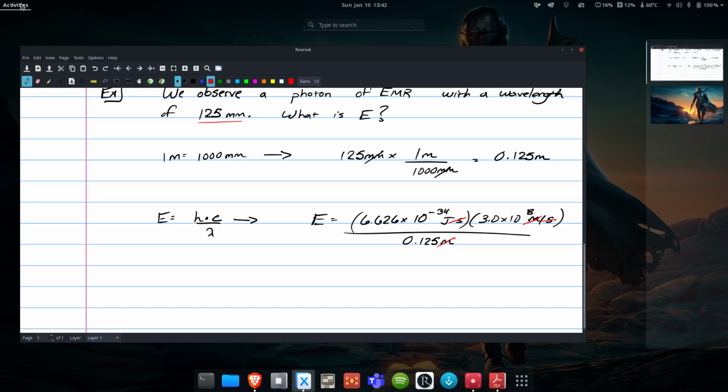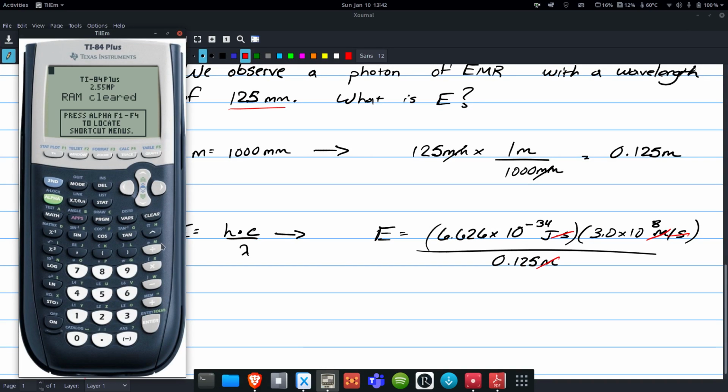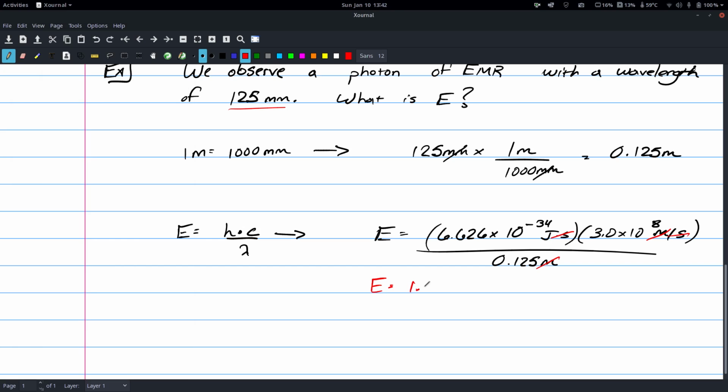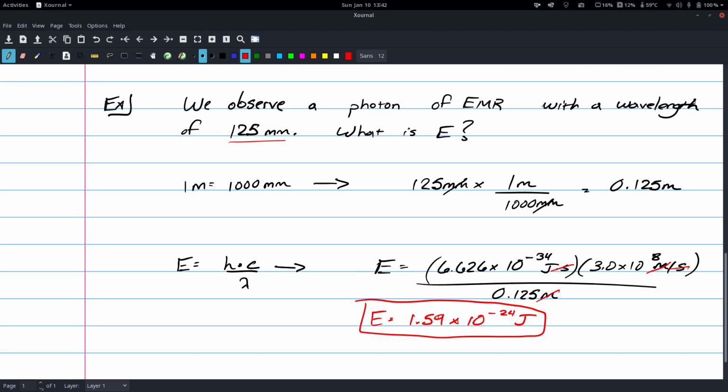So let me open up my calculator and we'll plug this in. So we have 6.626 EE negative 34 times 3 EE8 divided by 0.125. And we're going to get about 1.59 times 10 to the negative 24 joules. So E equals 1.59 times 10 to the negative 24 joules. And that would be the answer. So as you can see, it's really not that hard of an equation to use.